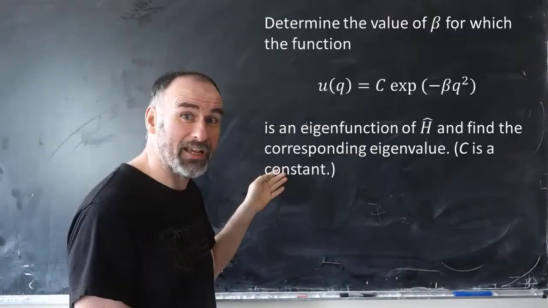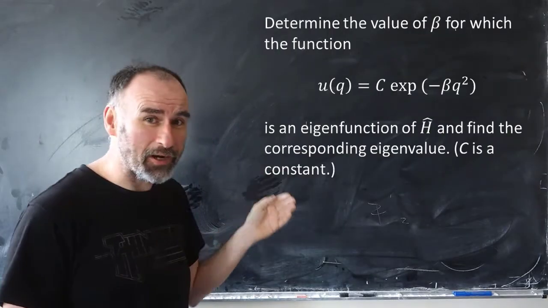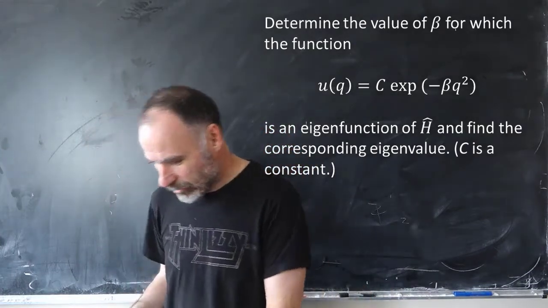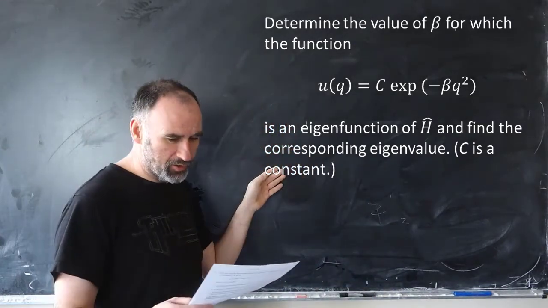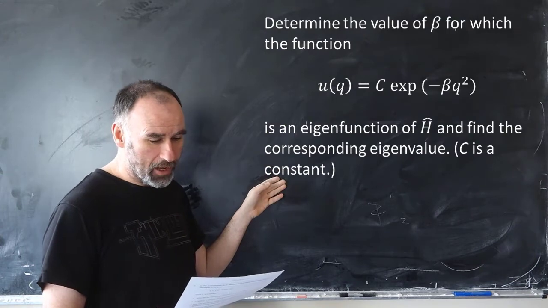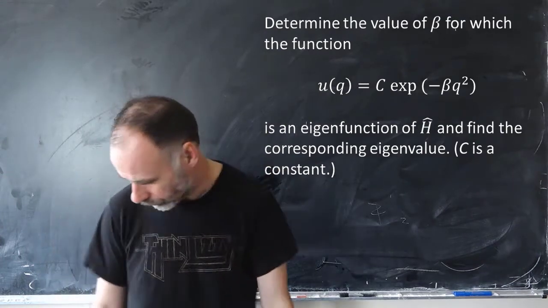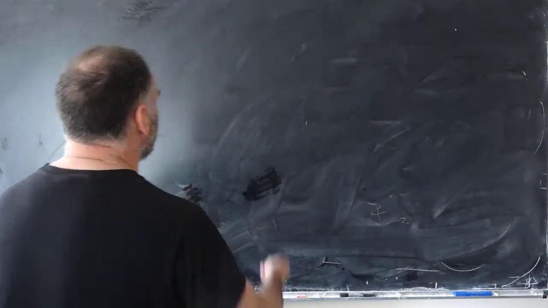Okay, next question is this. I really quite like this question because it's the core of what an eigenvalue problem is all about. Determine the value of beta for which that function is an eigenfunction of the Hamiltonian and find the eigenvalue. C is a constant.